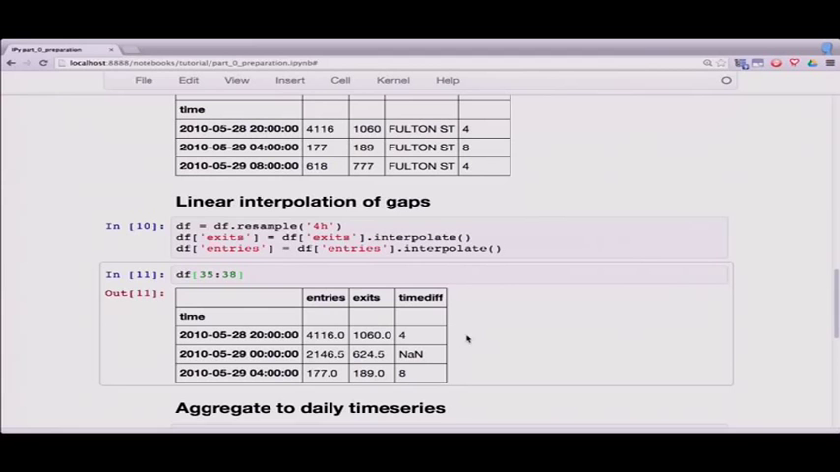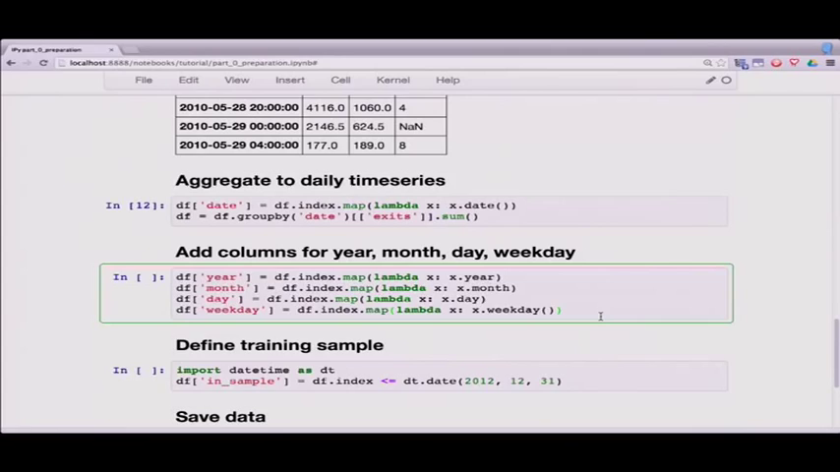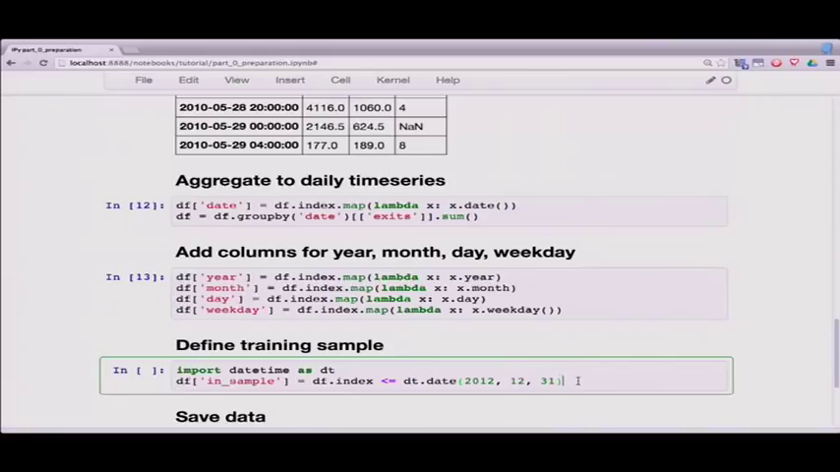Then we aggregate to a daily time series. We want to have a sum number of exits per day. And we add some columns we need later on, like year, month, day, and weekday. Weekday is a counter between 0 and 6. Monday is 0, Sunday is 6. So put it in. And as I mentioned before, we define an in and out sample by a flag. And we set it on 2013, the whole year is our out-of-sample test data, and the training data is just the time series between 2010 and 2012. And then we save it.